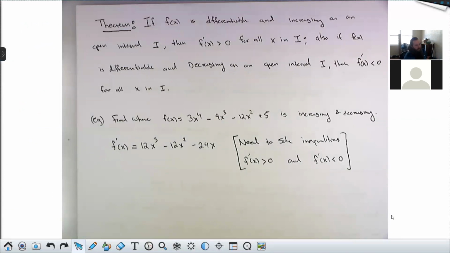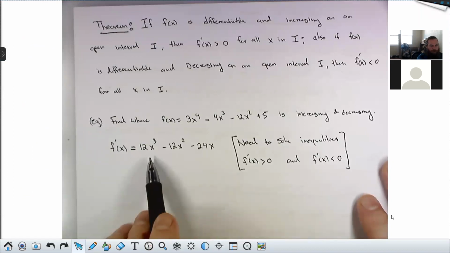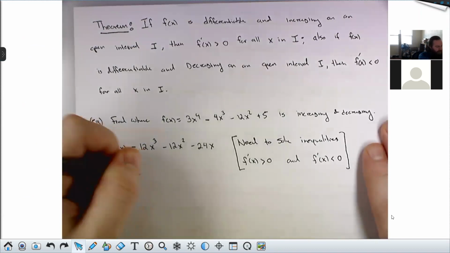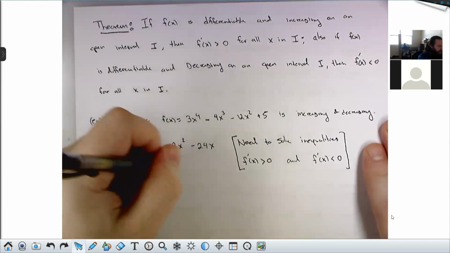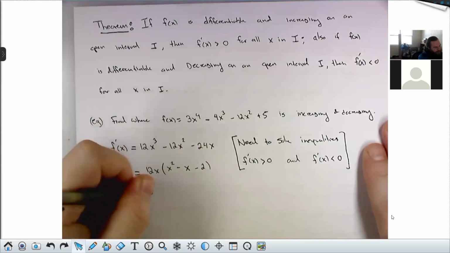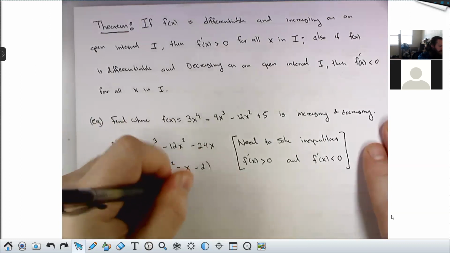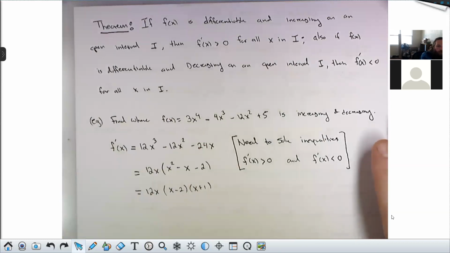So here we go. If I'm going to figure out where this function is positive and negative, I need to know where it's equal to 0, because where it's equal to 0 is where it's capable of changing from positive to negative or negative to positive. So I'm going to factor this. I see it right away. I can factor out a 12x, and what's left is x squared minus x minus 2. The remaining pieces can be factored as x minus 2 times x plus 1. So here's the factored form of f prime.